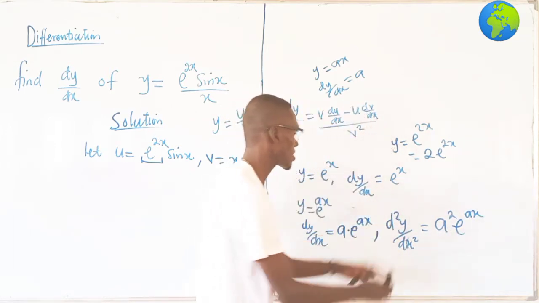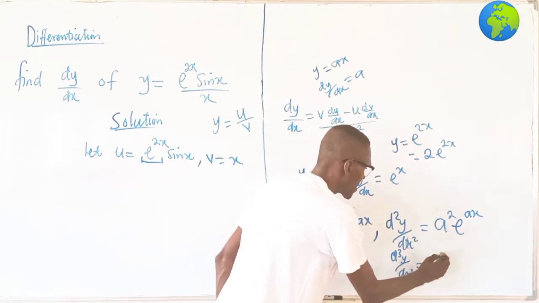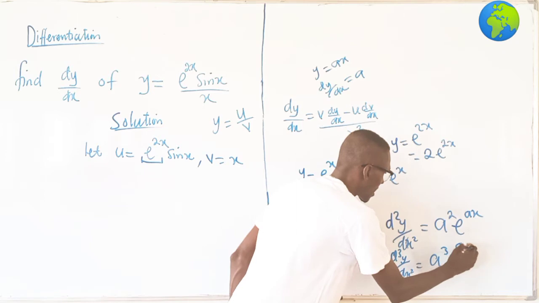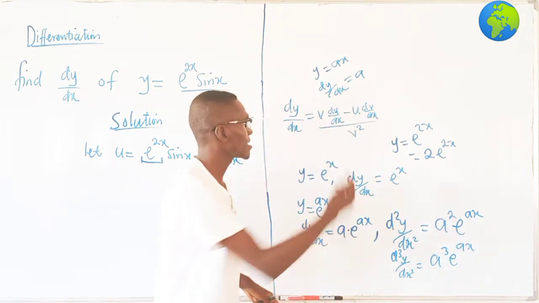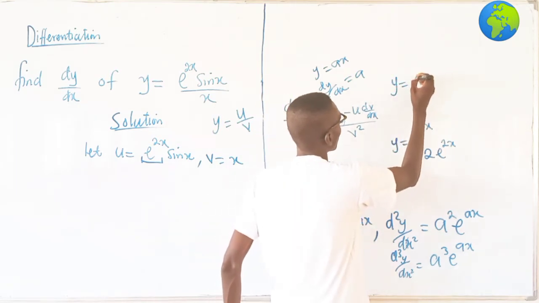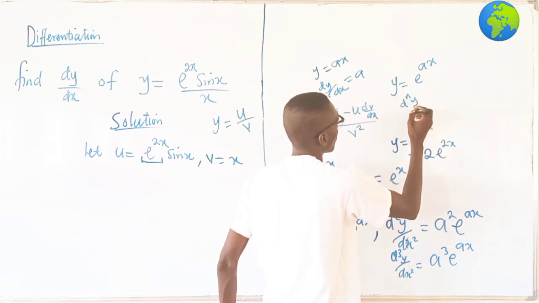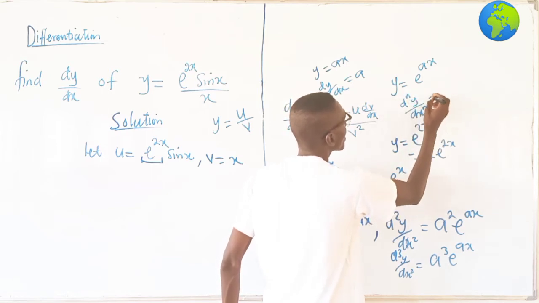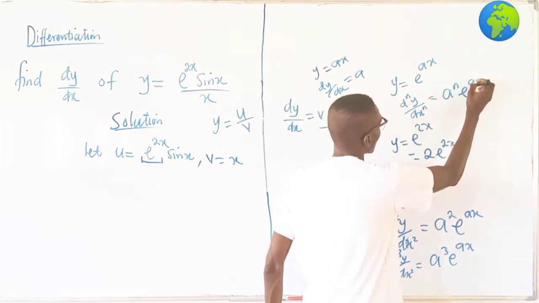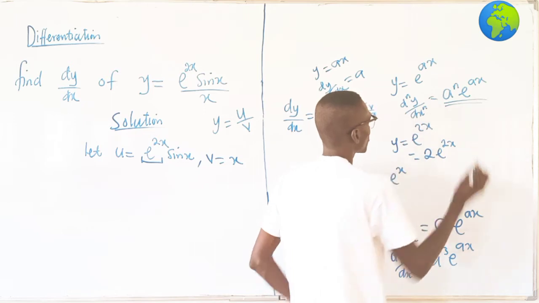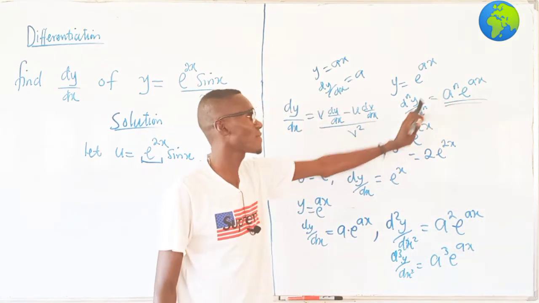If you differentiate for the third time, let's say 3y the x squared, this is going to be a cube exponential ax. That was why I said a power n exponential ax is the generality of such. We have exponential ax, then the nth derivative of y with respect to x is going to be a power n exponential ax, where n is just the number of times you want to differentiate it. So if you just substitute this in the formula, you're going to have what you need, right?